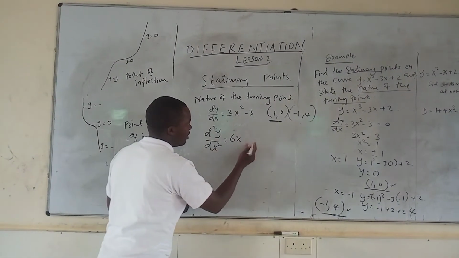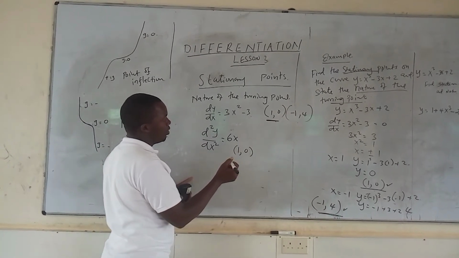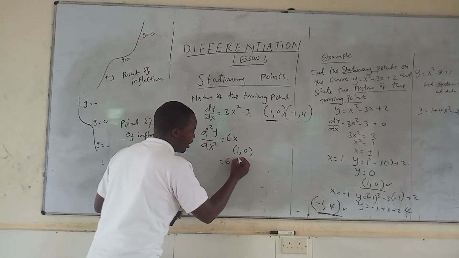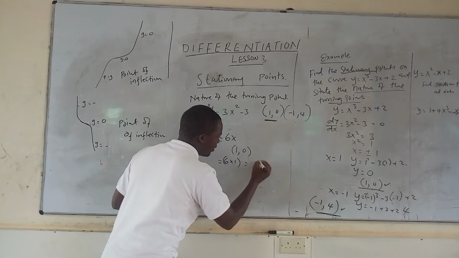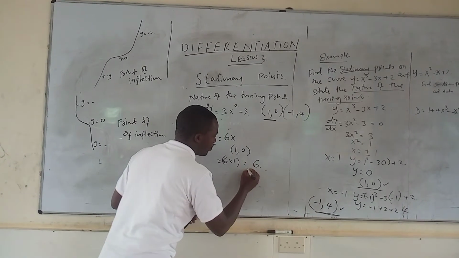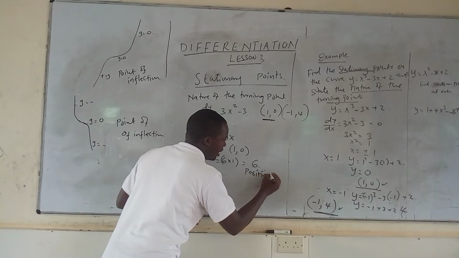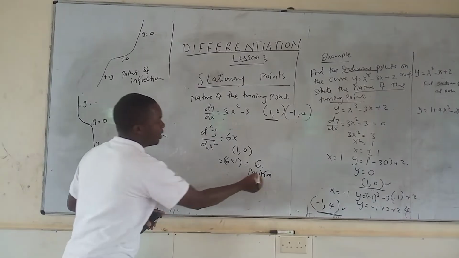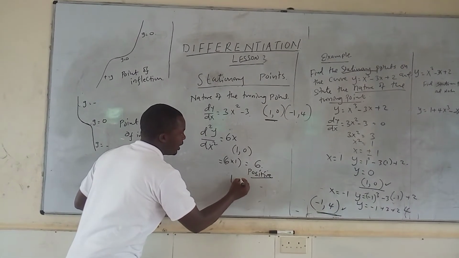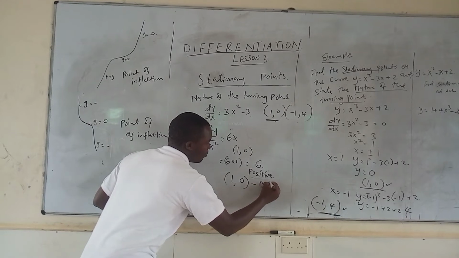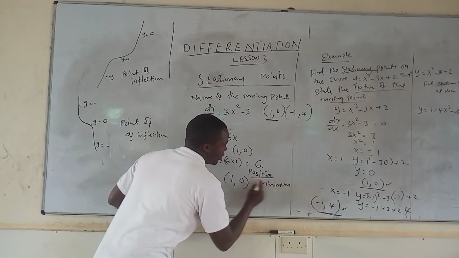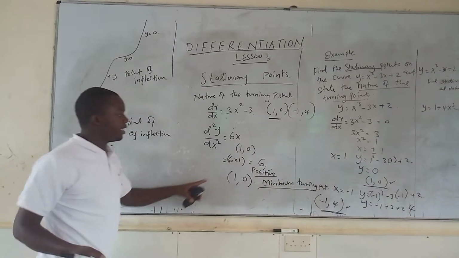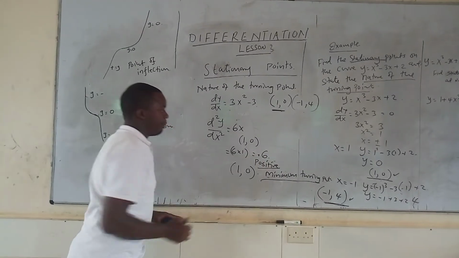So if I need to get the nature of the point (1, 0), it's going to be 6 times the value of x, which is 1. So this is going to be 6. And if I get a positive number, like now I'm getting 6, then I should conclude that this point (1, 0) is a minimum turning point, because it is positive.